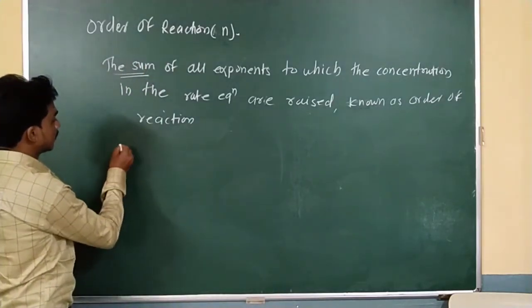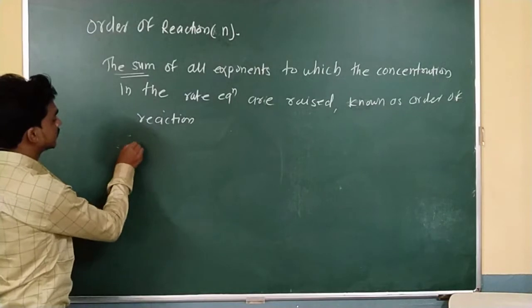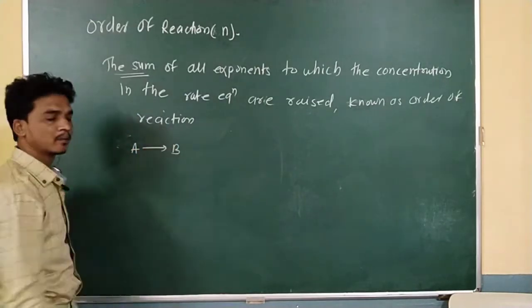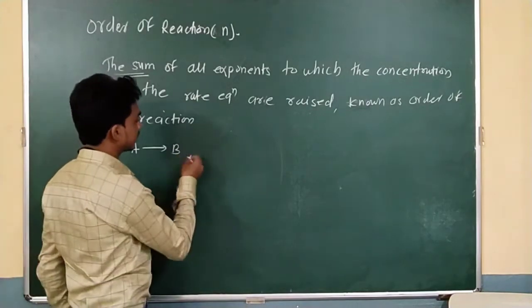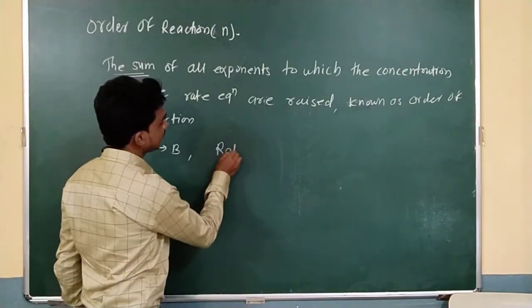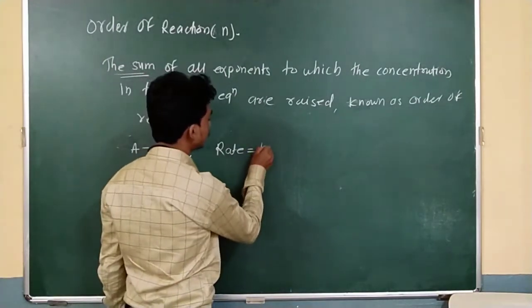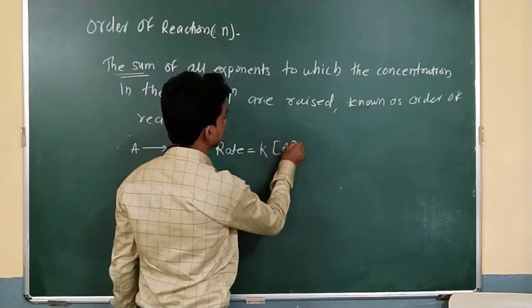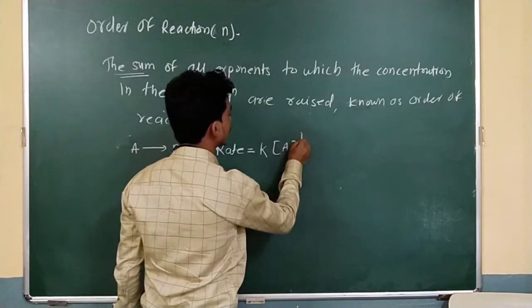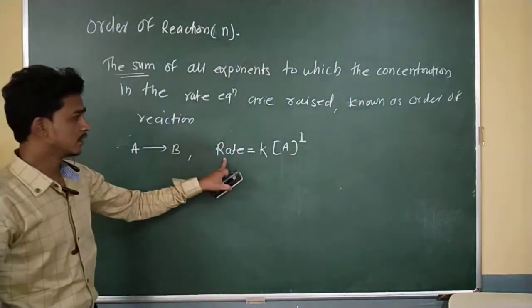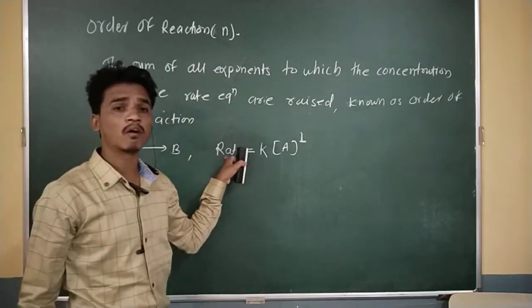For better understanding, we can consider the general chemical reaction in which reactant A gives product B. For this reaction, I can write the rate is equal to K into concentration of A raised to exponent 1.